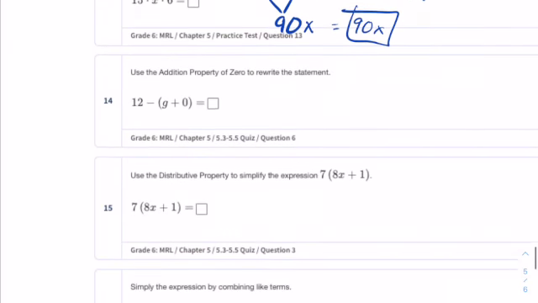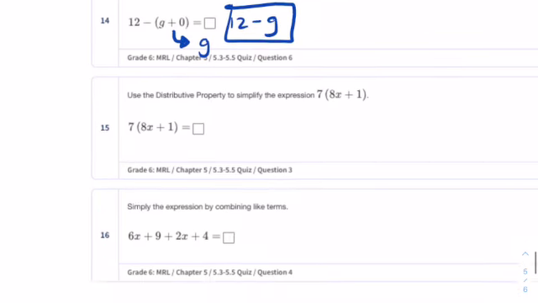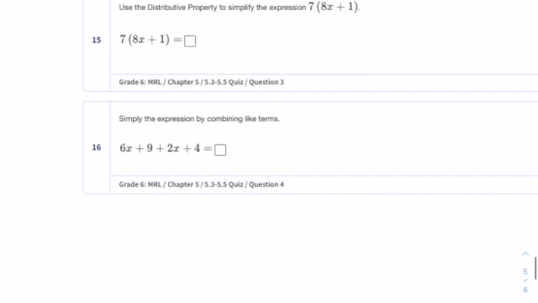Simplified. Number 14. Use the addition property of 0 to rewrite this statement. So the addition property of 0 just tells me that anything plus 0 just stays the same. So I have g plus 0, it just is g, right? So what I wind up with is 12 minus g. That's what the addition property of 0 would tell me. Number 15, moving right along.